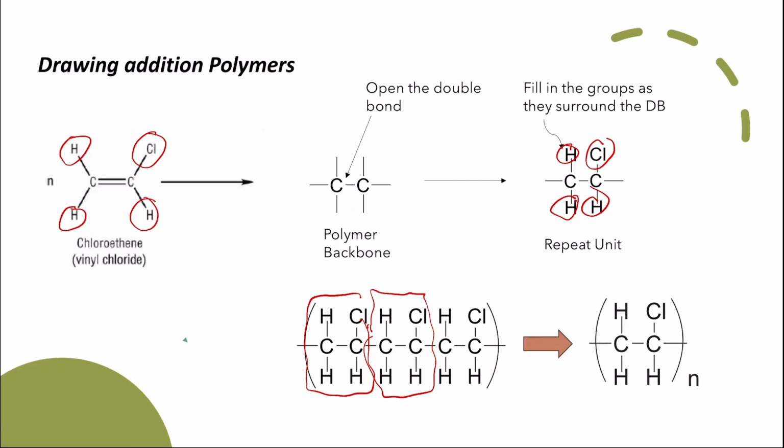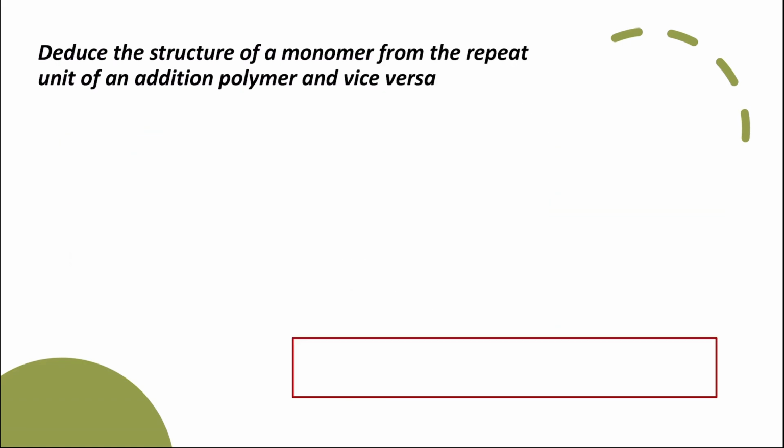And for simplicity, we can only draw one of the repeat units, and then we open up brackets, and then we put the letter n, which refers to n units or n molecules of the monomer joined together to give you the polymer.